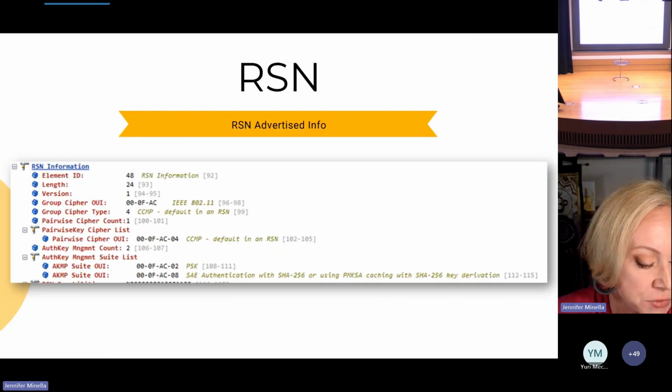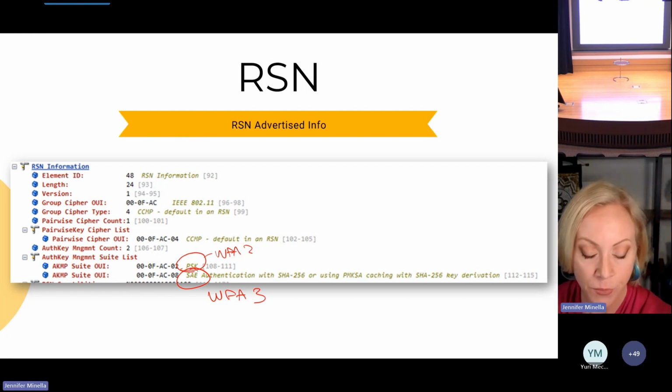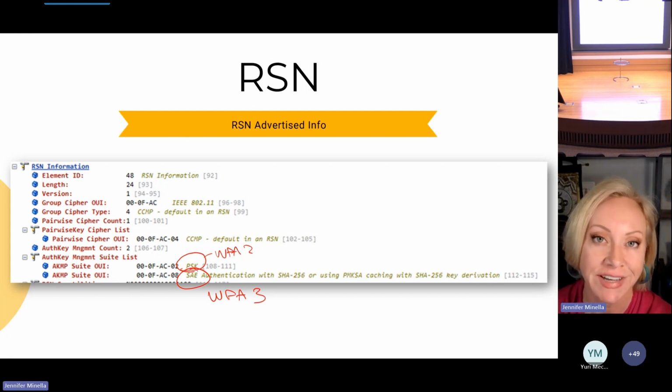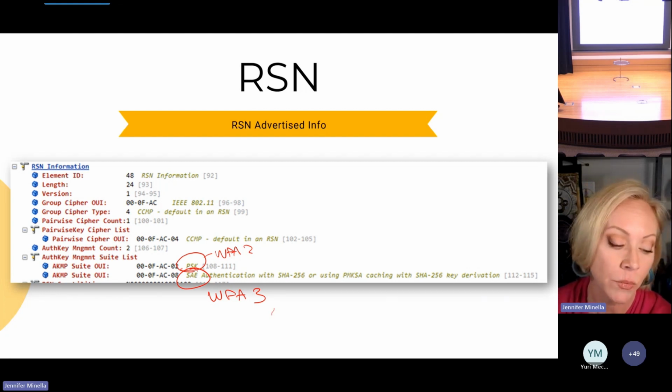So just as a quick visual, because I'm a visual person, here's what it looks like. You see the couple of AKMs being presented here. That's that PSK meaning WPA2. And here's the SAE for WPA3 on a transition mode network. A properly behaving endpoint will connect to this, even if it doesn't do WPA3, but a misbehaving endpoint won't like it.